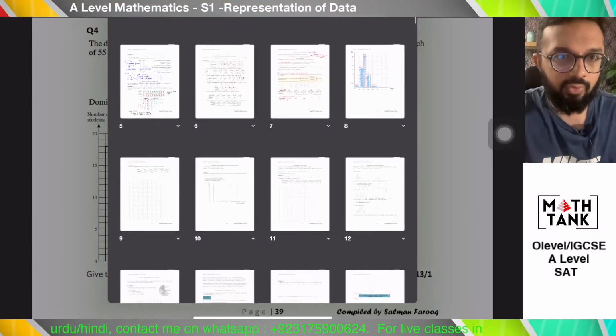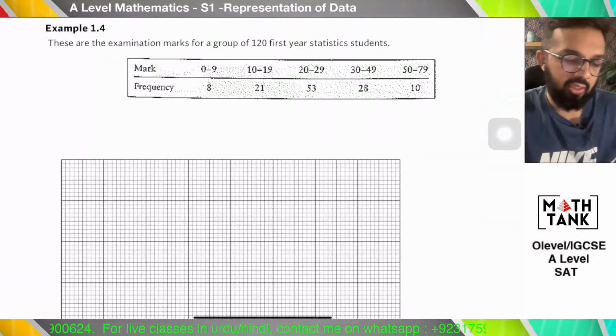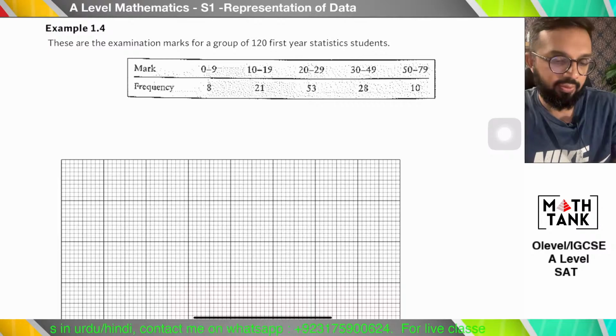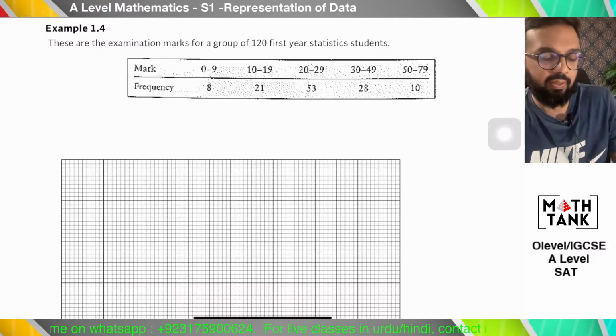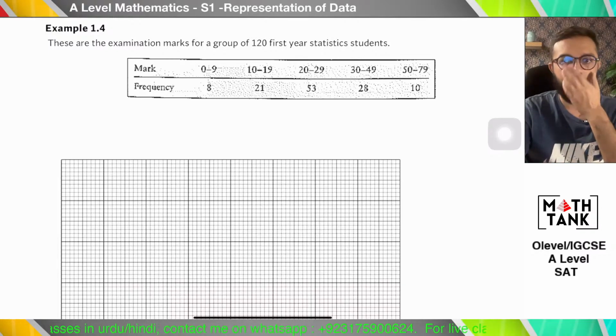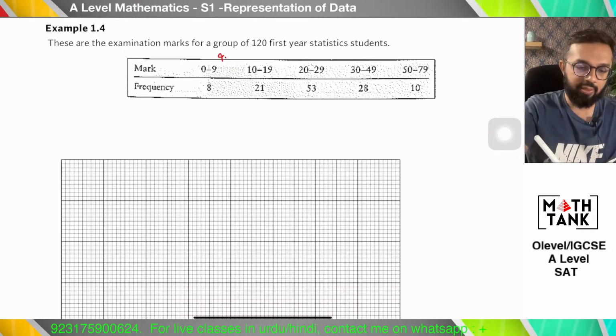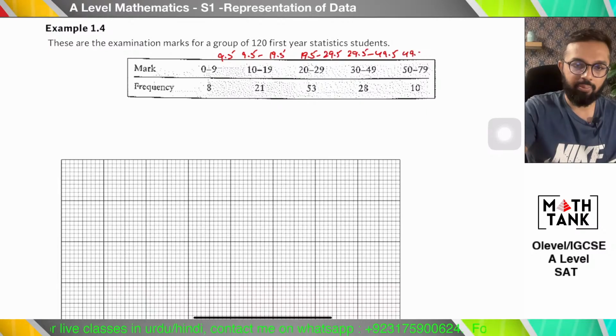Okay, taking you back to histograms. Let's look at this one. Together, these are the examination marks for a group of 120 first year statistics students. Marks दिए हुए और frequency दिए हुए. What is my first gut feeling कि पहले मैं देखूंगा classes connected है या नहीं है, तो मैं classes को connect करना शुरू करूंगा. So 9 और 10 के बीच में gap है. So I'm going to say that this becomes 9.5, this also becomes 9.5, this becomes 19.5, this also 19.5 to 29.5, 29.5 to 49.5, and 49.5 to, I have to adjust this boundary as well. So I'm going to say that this becomes 79.5.